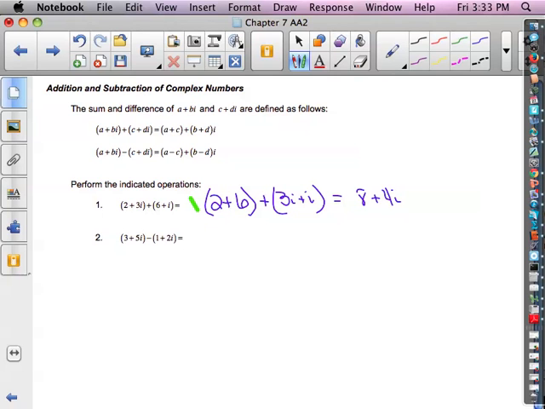The second one, 3 minus 1, and then plus 5i minus 2i. That should give me 2 plus 3i.